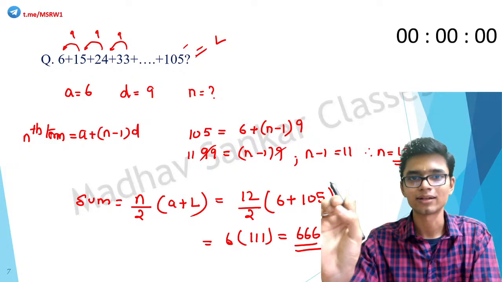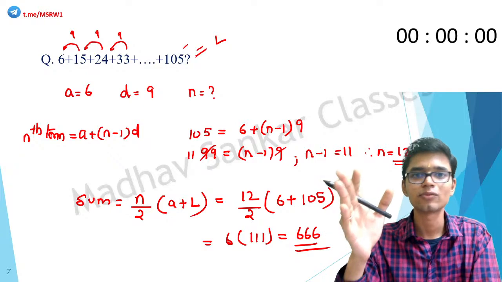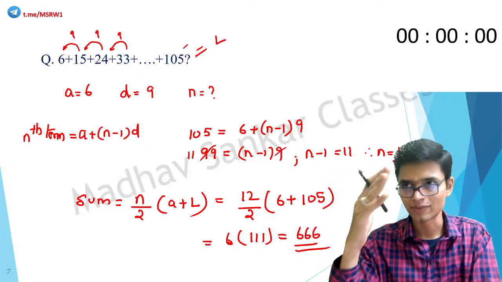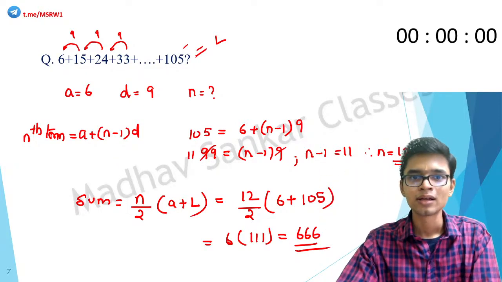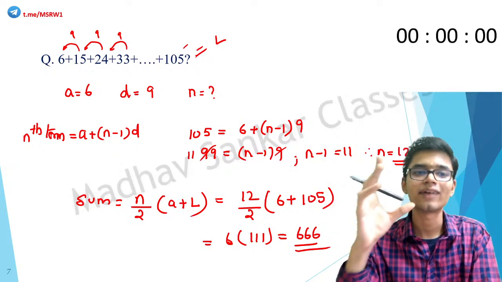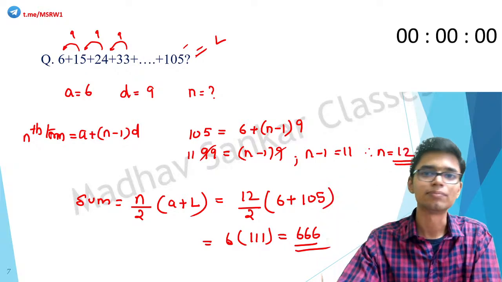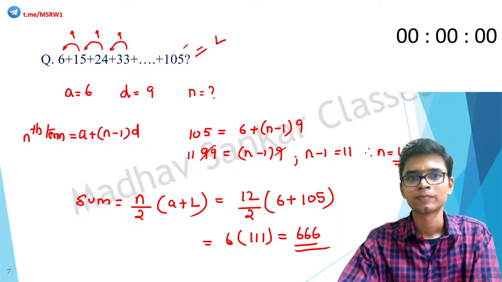That's all that matters. When you get a question based on progression, first identify what kind of progression it is. Is it an AP? Is it a GP? Then based on that, apply the required formulas. Find the value of a, find the value of d or r, find the value of n, and then simply put it in the formula.